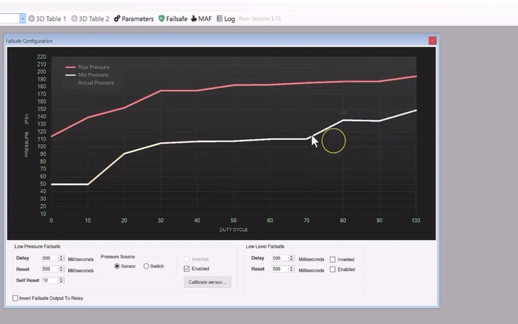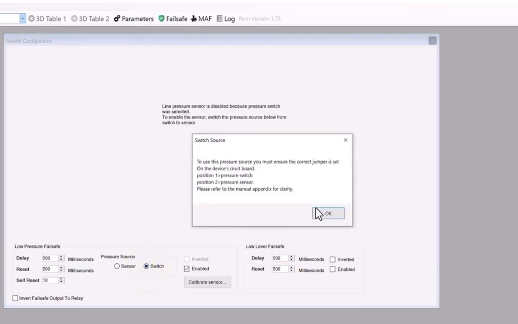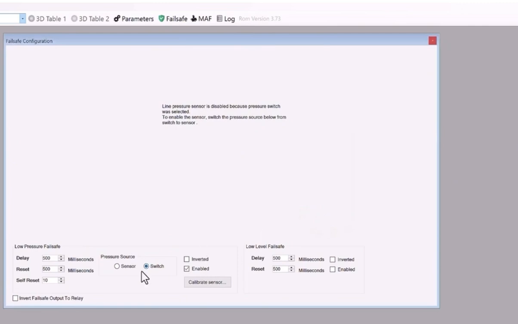Frostbyte provides flexibility by accepting both pressure switches and sensors. While a pressure switch offers a less sophisticated approach, detecting low pressure at a basic level, sensors provide more intelligent monitoring capabilities. Users can configure additional parameters such as delay before fault triggering, reset options, and self-reset functionality. The self-reset feature automatically clears the fault after a predetermined duration.